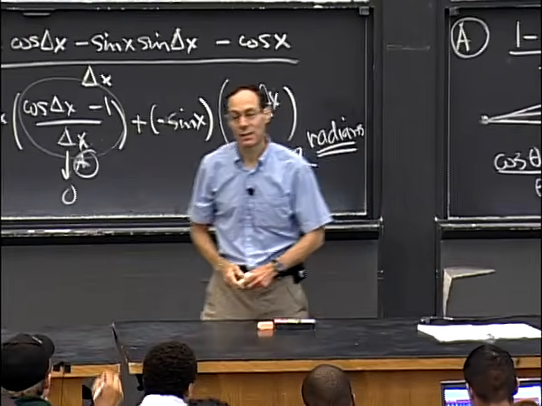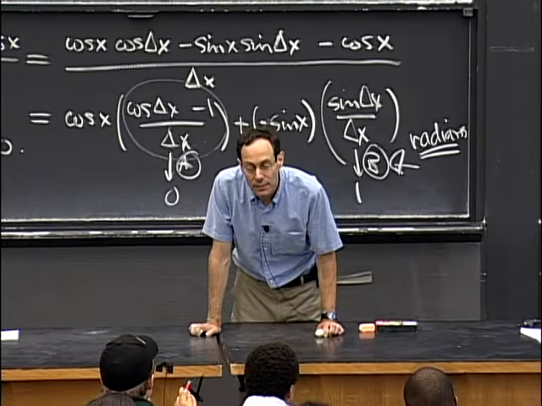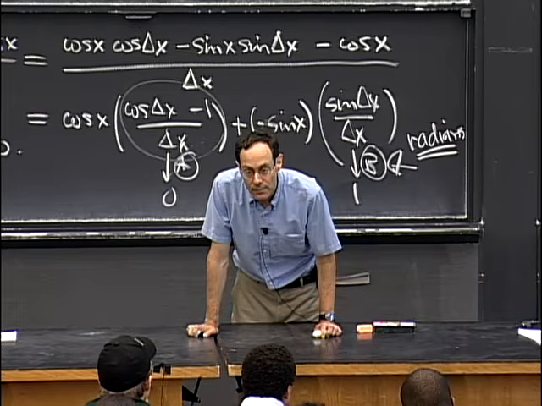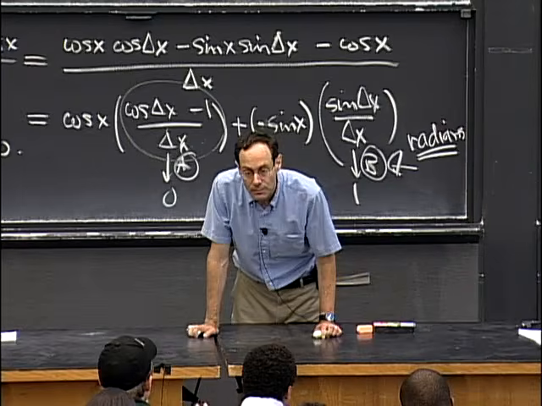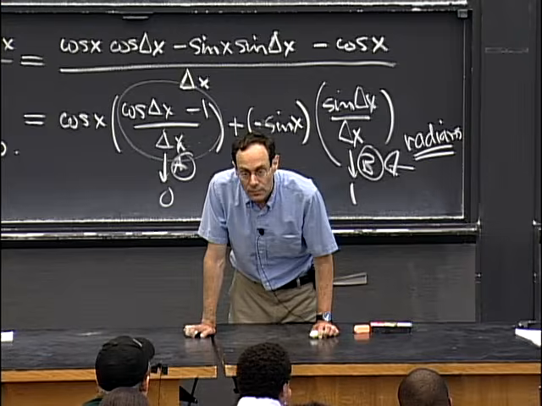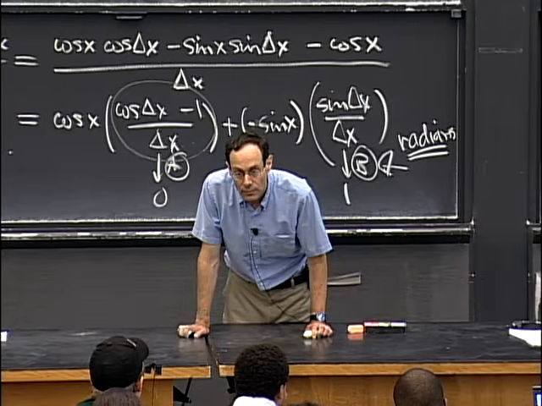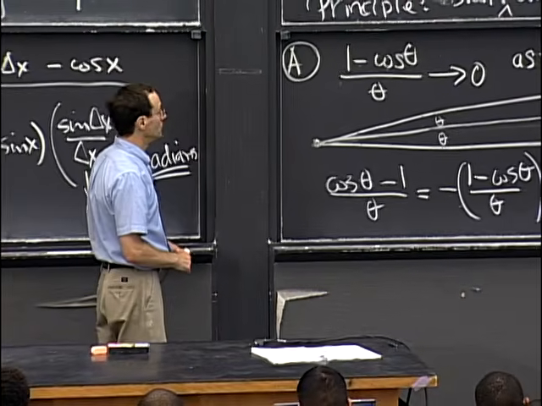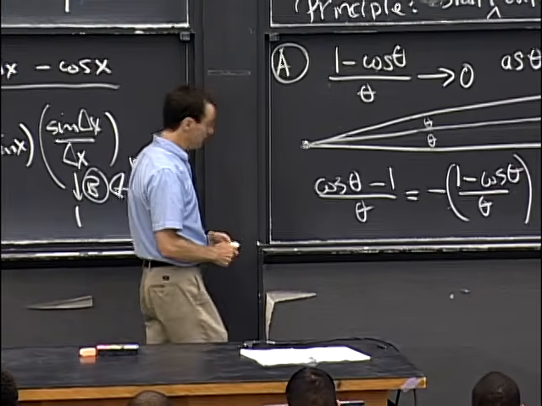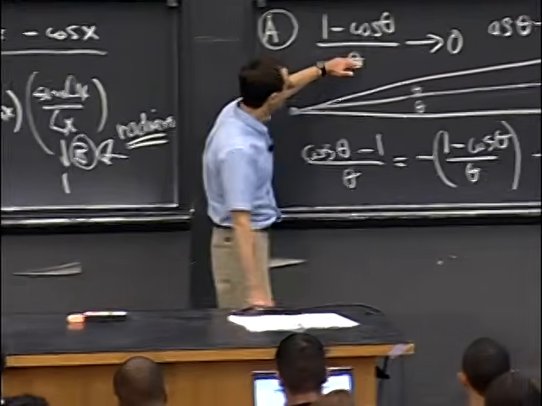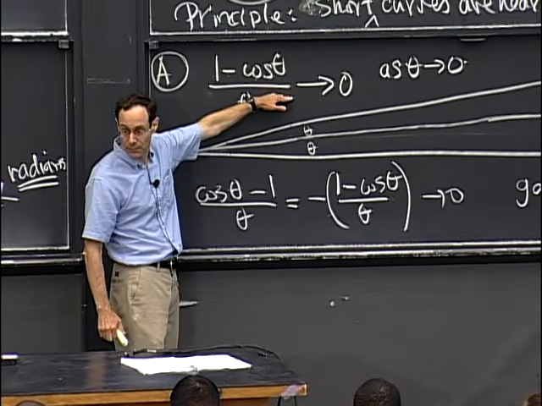Another question. For part A there, when you do the proof, I'm having a little difficulty conceptualizing it, because it seems to me that as theta gets smaller and smaller, the ratio between 1 minus cosine theta and theta will get closer and closer to 1. I don't understand how it gets to 0 exactly. Okay, so the question is, it's hard to visualize this fact here.